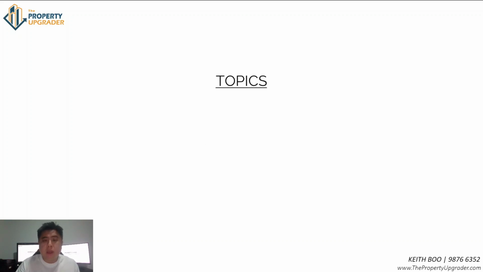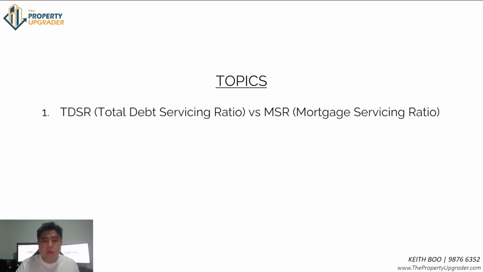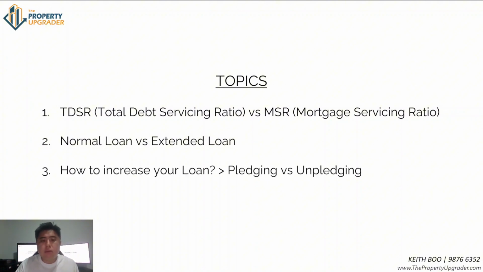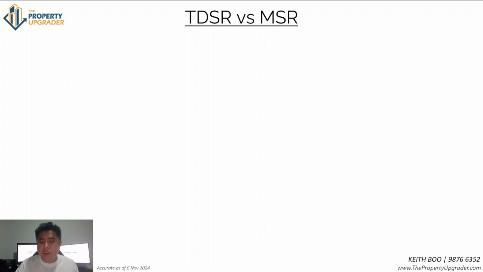Alright, so the topics that I'll be covering in this video: number one, TDSR versus MSR. What are these two ratios and how are they different? Number two, normal loan versus extended loan. And the third one is how do you increase your loan for a property purchase? There are practically two very commonly used techniques when you get your loan from the banks. We call them pledging and unpledging, or you may have known them as fixed deposit or show funds. Alright, so let's get into the first one, TDSR versus MSR.